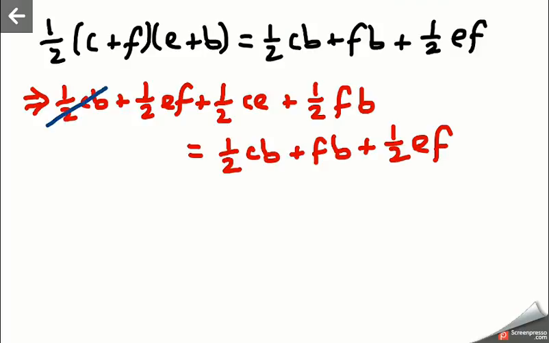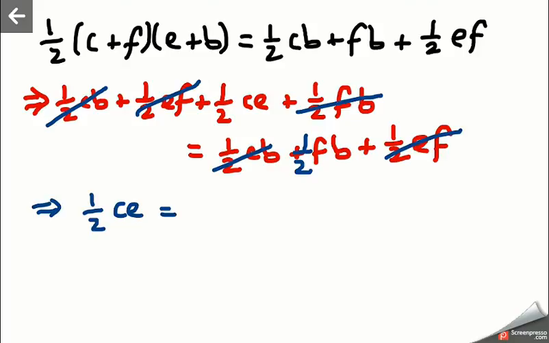We can do a whole bunch of cancellations. Firstly, we can subtract 1/2 CB from both sides. We can subtract 1/2 EF from both sides. And we can subtract 1/2 FB from both sides. So this becomes 1/2 FB, because 1 FB minus 1/2 FB is 1/2 FB. After doing those three cancellations, we end up with 1/2 CE is equal to 1/2 FB.